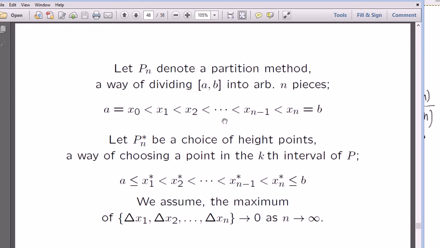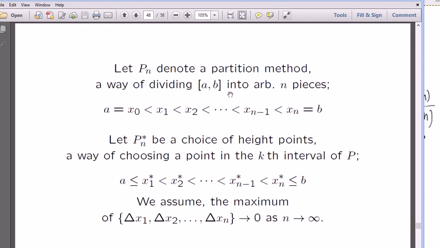So you also choose the Pn star. It is our choice of height points. Suppose you have a formula that I described there, so you know how to choose these points in each of the intervals, no matter what n I give you. So you have these two formulas. Those are called one partition method, and this is called choice of height points. Once you have this, then we can define what is called the Riemann sum correctly.